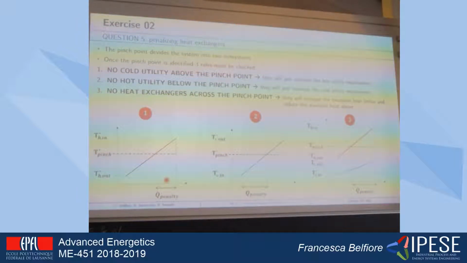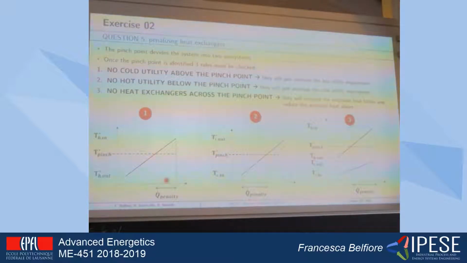Finally, you should identify the penalizing heat exchangers. As you have been told during the lectures, penalizing heat exchangers are those where you have a cold utility above the pinch point, a hot utility below the pinch point, or a process heat exchanger which is crossing the pinch point. So in the process, you are bringing it from above the pinch point to below the pinch point. All of them are penalizing because of the principle of more in, more out.